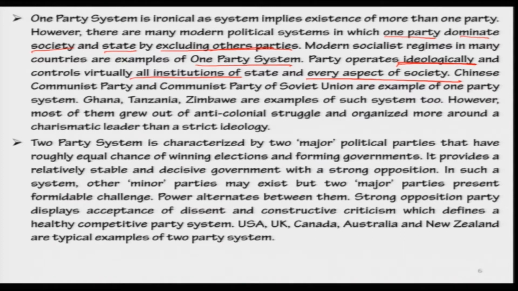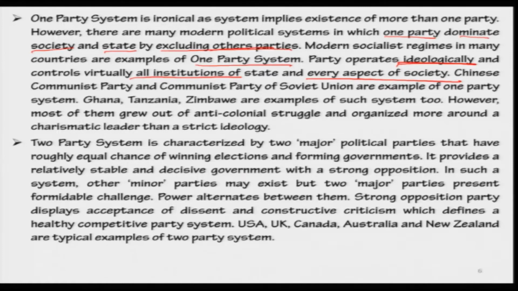However, they differ from the communist or the socialist regime in the sense that these parties acquired this status after their prolonged anti-colonial struggle, and they largely organize around the leaders or the charismatic leader rather than a strict ideology, as is the case with the communist party. So, this is the one party system where one party dominates the polity, state and society.